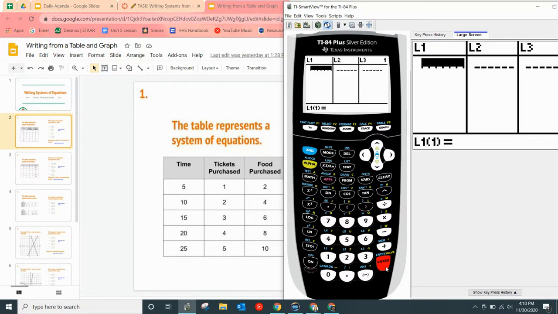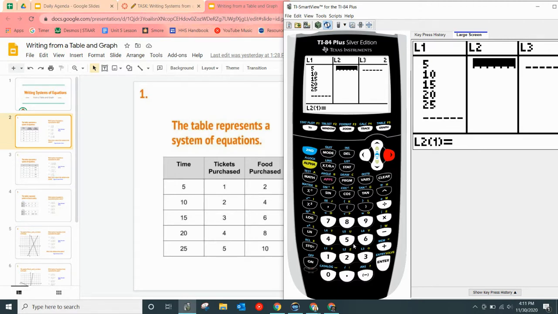So that's what we want to do. We want to put our x values, remember, always in list 1. Well, we said that this first column is our x values. So I'm going to type them in: 5, 10, 15, 20, and 25. Make sure I typed those in correctly. I think I did. Now, in list 2, we put our y values.